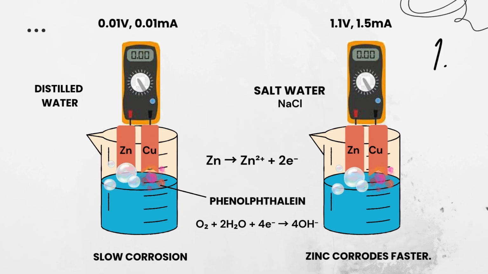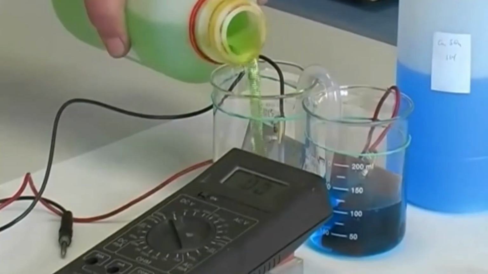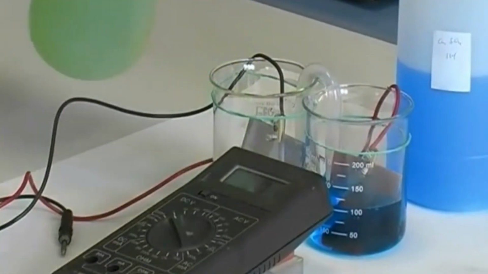Why is this done? To demonstrate how the presence of electrolytes, ions in solution, influences the flow of electrons and therefore corrosion. Distilled water conducts almost no electricity, so there is low corrosion, and salt water has many ions, increasing the electrochemical reaction, so more corrosion.